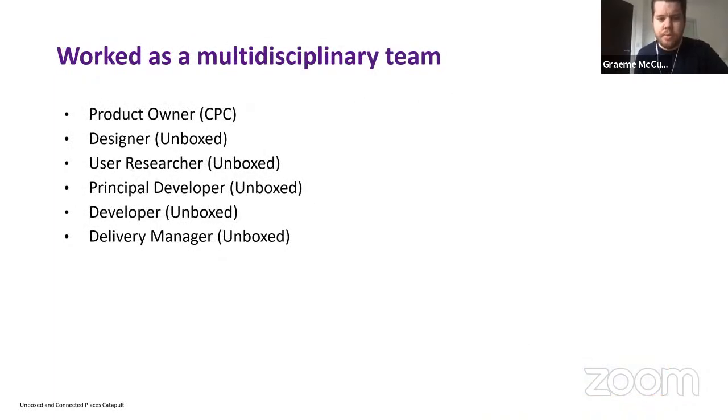So in terms of our team, we worked as a multidisciplinary team. We had a product owner from the Catapult, and the Unboxed roles that we provided included design, user research, development, and delivery. It was really to provide a holistic view in terms of design, but also technical aspects of the project as well. Next slide, please.